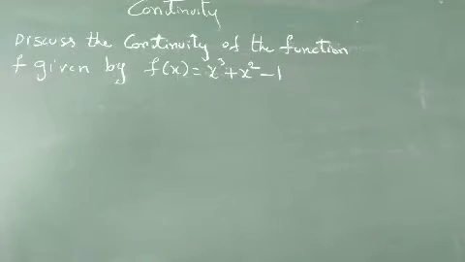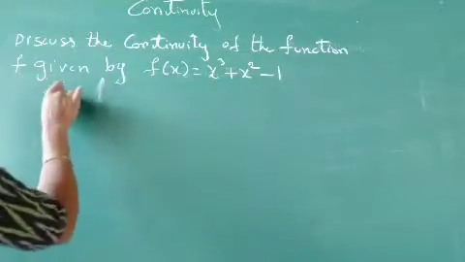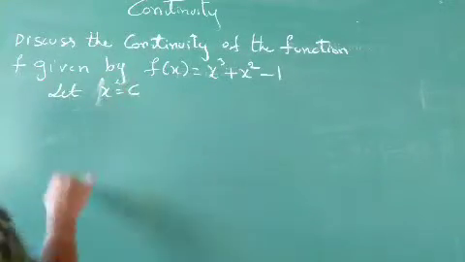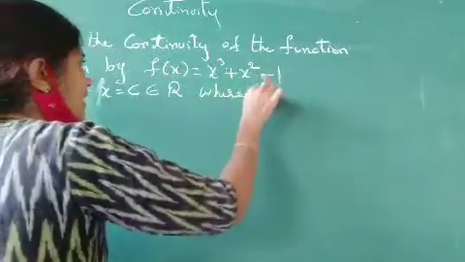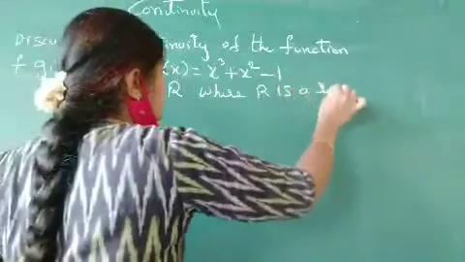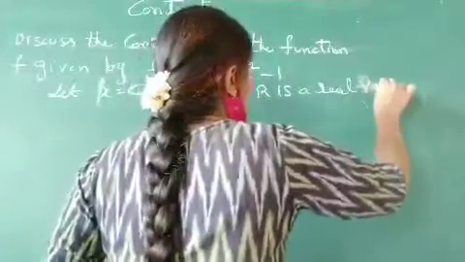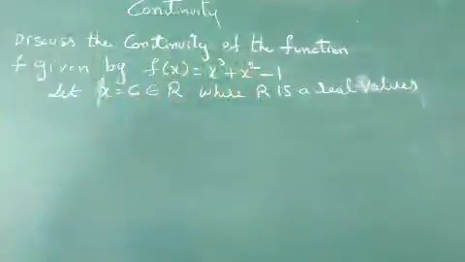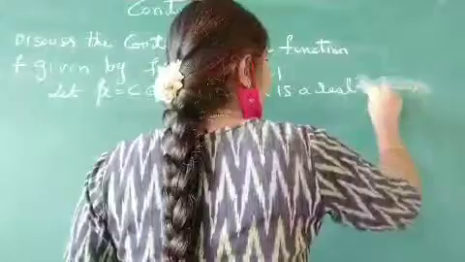No points have been given. That's why we have to consider one of the points. Let c be the point. Let x is equal to c, which belongs to R, where R is the real values or real numbers. We can write anything, real values or real numbers.